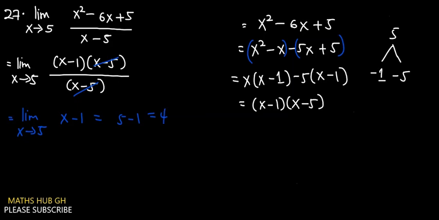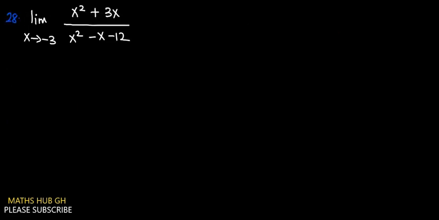So this will be our answer. Let's look at the next example. Okay guys, so this is the next example. For this example too, if you try the direct substitution here, you are going to have an indeterminate form. For this reason you have to do some factorization here.